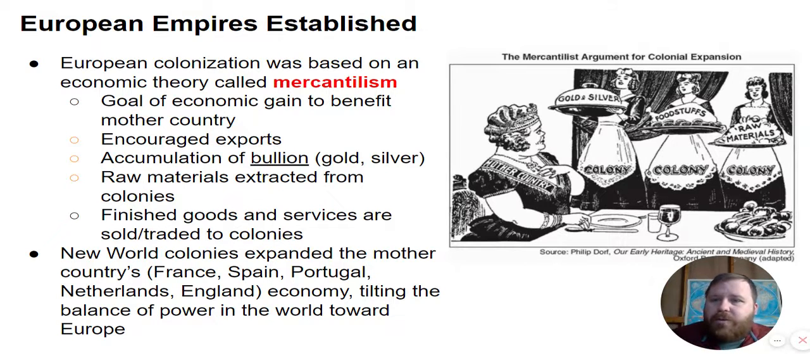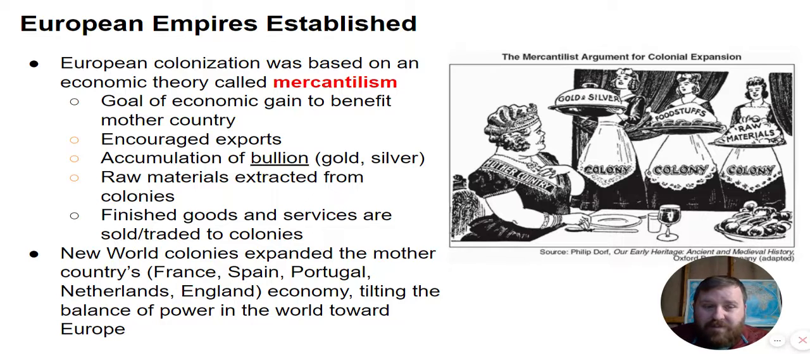So, European colonization was based on an economic theory called mercantilism. And the goal of mercantilism is economic gain to benefit the mother country. Okay, so you want economic gain to benefit the mother country, bring in gold and silver, food, raw materials, and it's mainly based on exports. They encourage exports over imports.